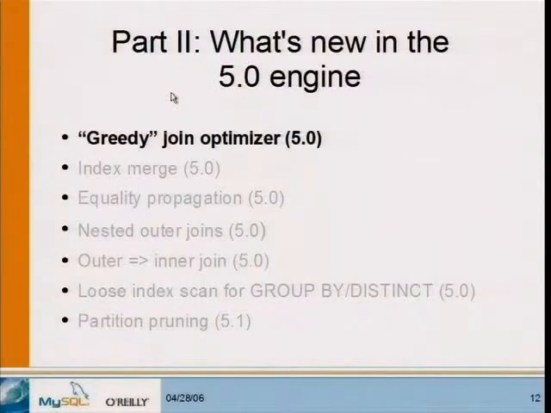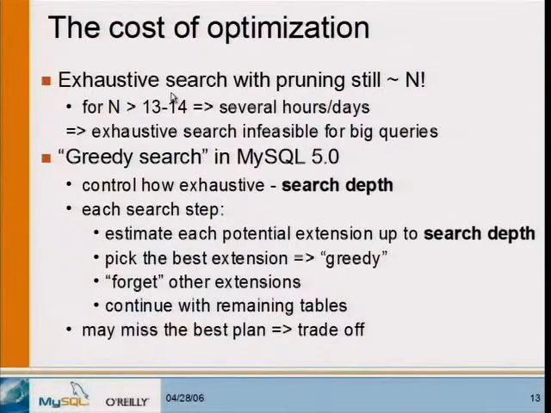Now, in the second part, I will speak about the new features from 5.0. As a logical continuation from the previous part, the next thing I'll talk about is the greedy join optimizer. The cost of optimization can be pretty high, as probably some of you know. If you happen to need to optimize queries with more than 10 tables, it may easily take hours or even weeks in some cases.